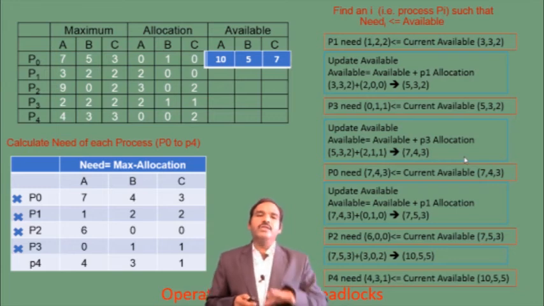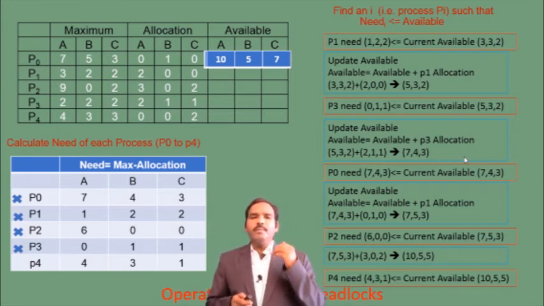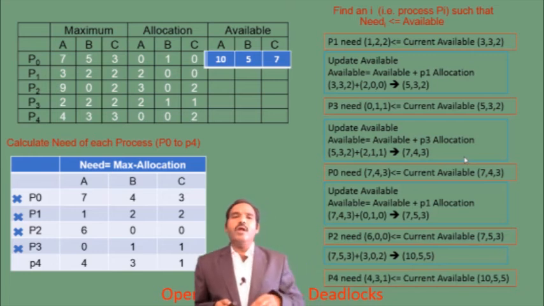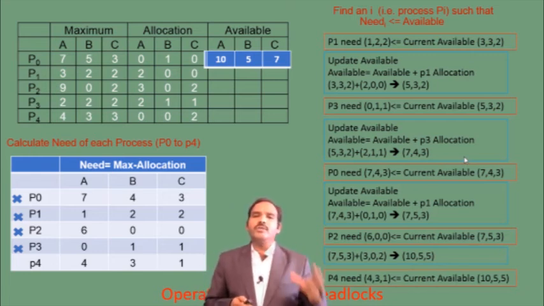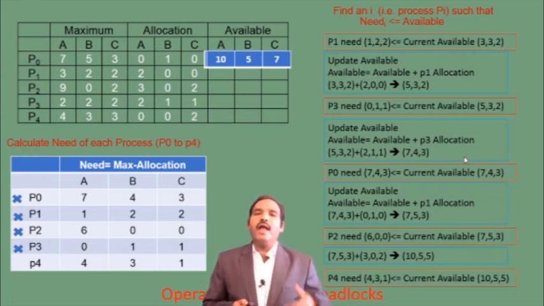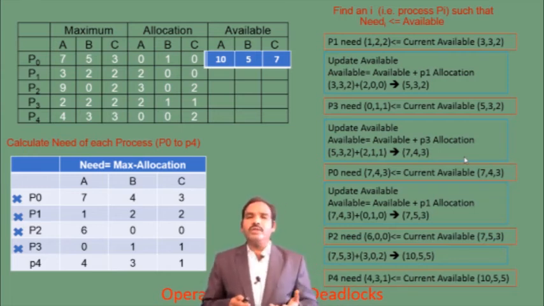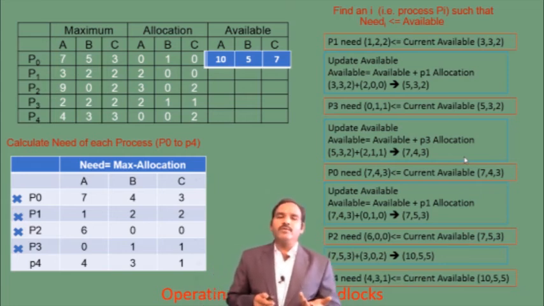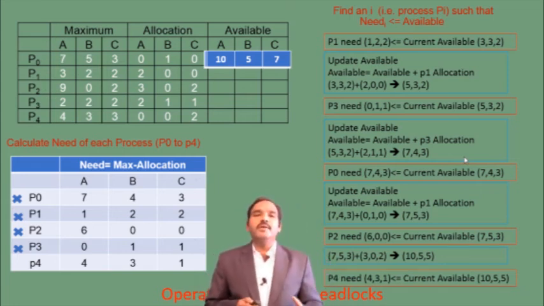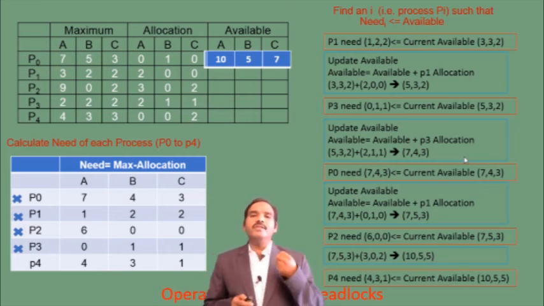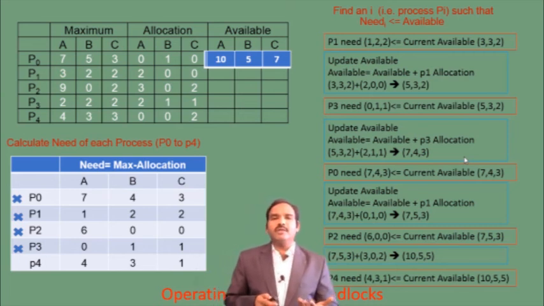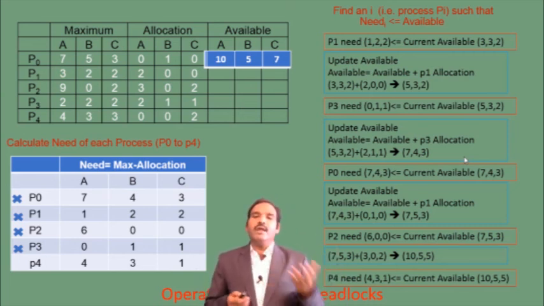Finally, after executing all processes, P0, P1, P2, P3, P4, all resources are released. What are the resources released here? 10 resources of A are currently free, 5 resources of B are currently free, and 7 resources of C. According to the given question, how many resources are there for A? 10. How many instances of B are available? 5. How many resources of C? 7. So finally we arrived at the given number of instances of resource types A, B, C respectively.